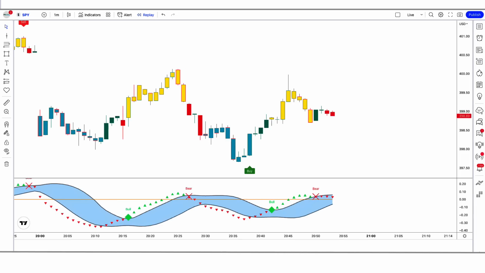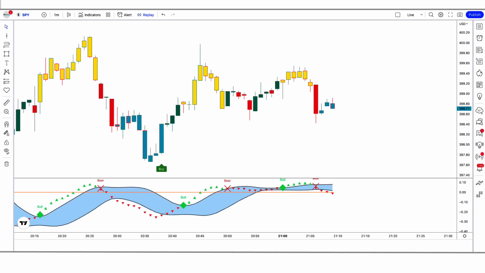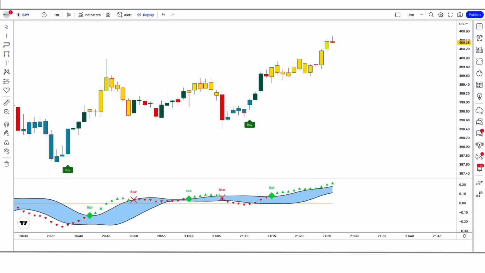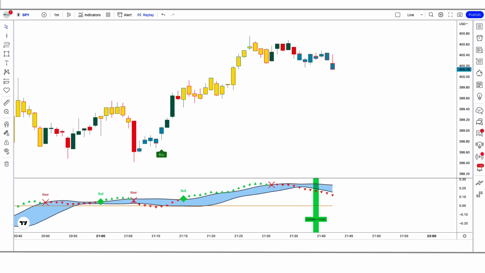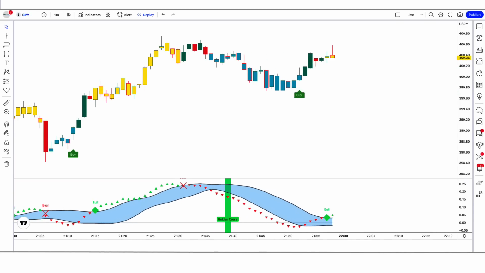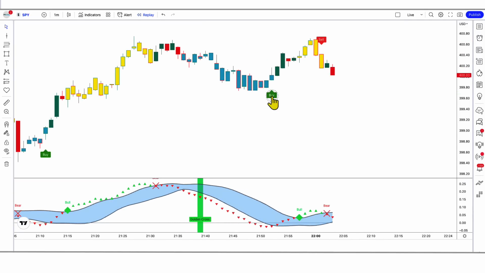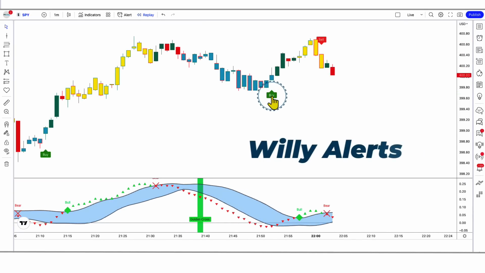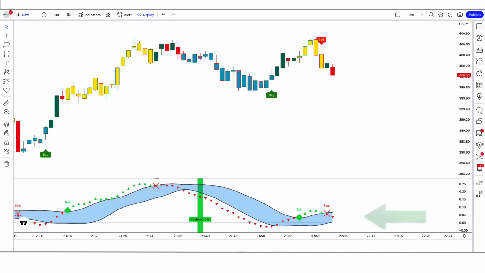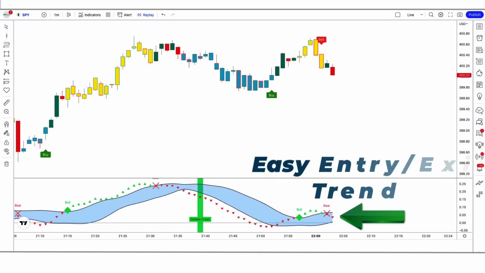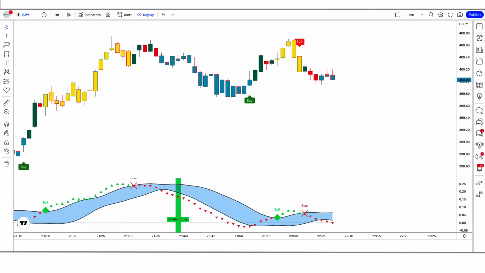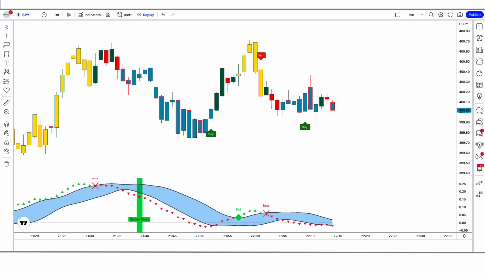We will try not to make the video too long. We hope that you will definitely like this strategy video. First of all, let us know about the trading tools. The buy and sell arrow indicator we see in the chart is called the Willy Alerts indicator. The indicator at the bottom we call the Easy Entry and Exit Trend indicator. Now we will tell you how we want to trade. Let's start the video.